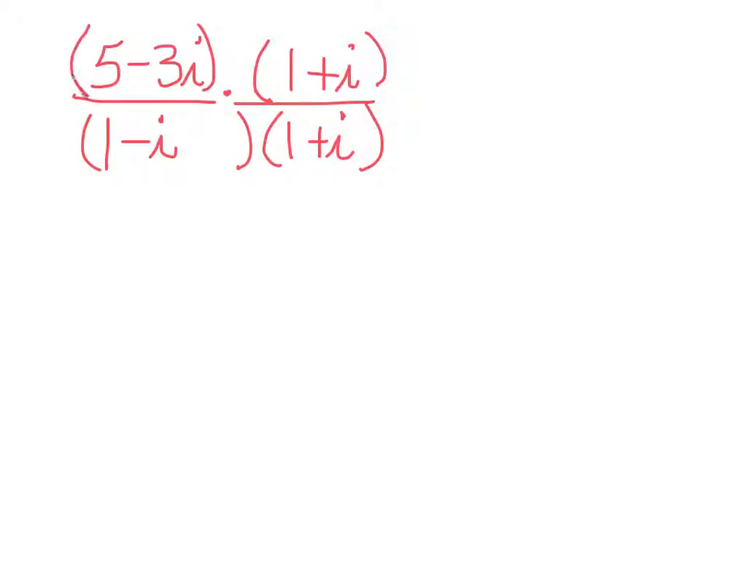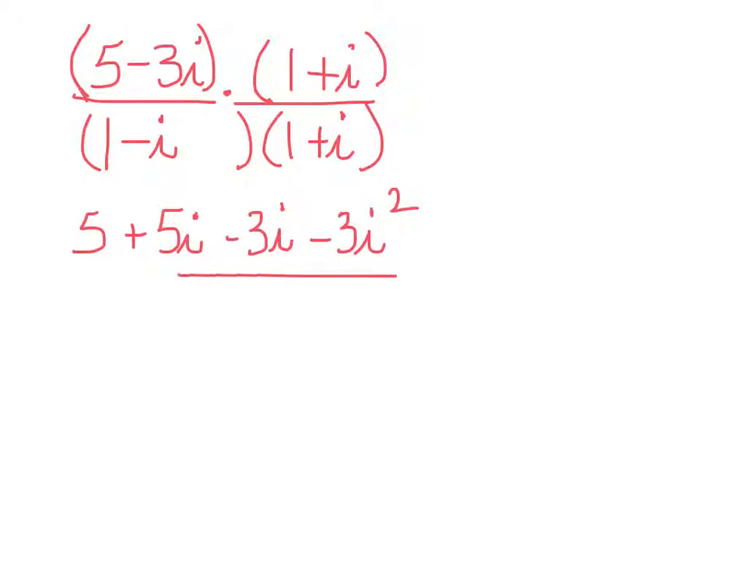So again, we're going to double distribute. So in the top, we'll get 5 plus 5i minus 3i, and then minus 3i squared. Okay, in the denominator, now we have conjugates here. So we know that our outers and our inners are going to cancel out. By all means, you can double distribute.